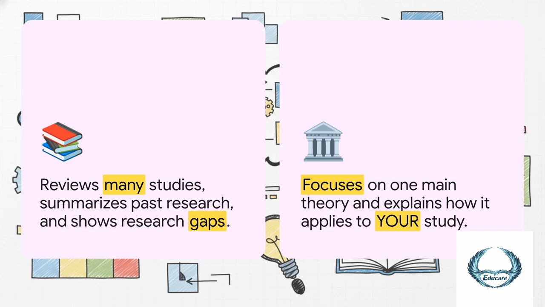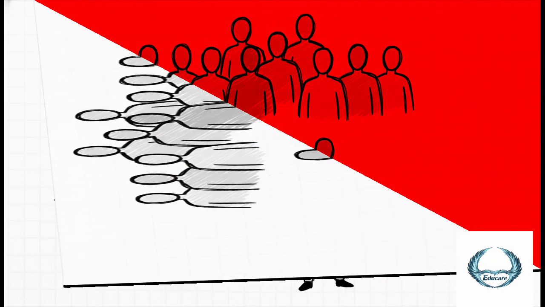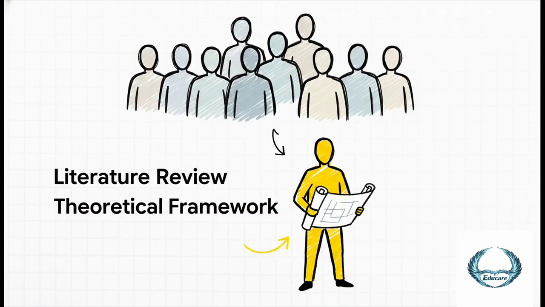That's your research gap. Your theoretical framework, on the other hand, is super focused. It's narrow and deep. It is the architectural plan for the one specific house you are going to build on that empty lot. So if you only remember one thing, make it this. Literature review, that's about them and what they've already done. Theoretical framework, that's all about you and the theory that's going to support your study.